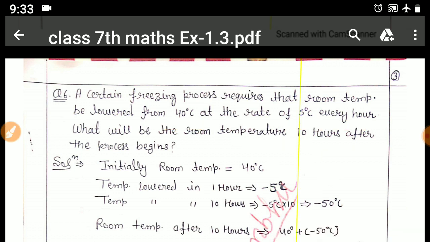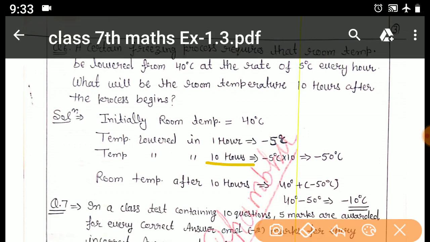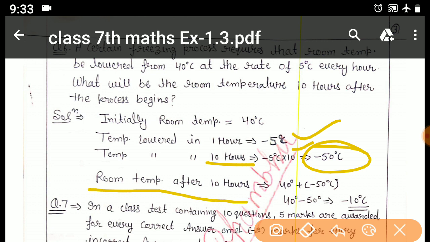What will be the temperature after 10 hours? The temperature decrease in 10 hours is minus 5 multiplied by 10, which gives us minus 50 degrees Celsius. So for the room temperature after 10 hours, we add both of these terms: 40 degrees plus minus 50 degrees. So 40 minus 50 gives us minus 10 degrees Celsius. That is the answer.